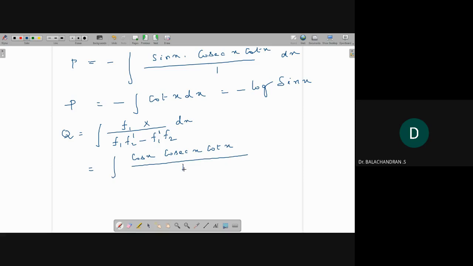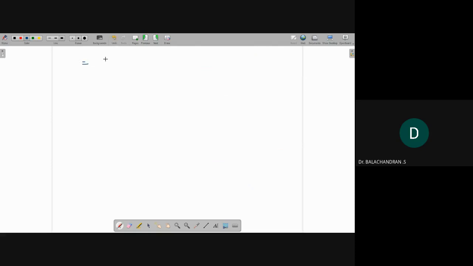Denominator is 1 into dx. This is equal to the integral of cos x times 1 by sin x, so cos x by sin x. Cot x is also cos x divided by sin x into dx, with denominator 1. So the integration is cos square x by sin square x into dx.